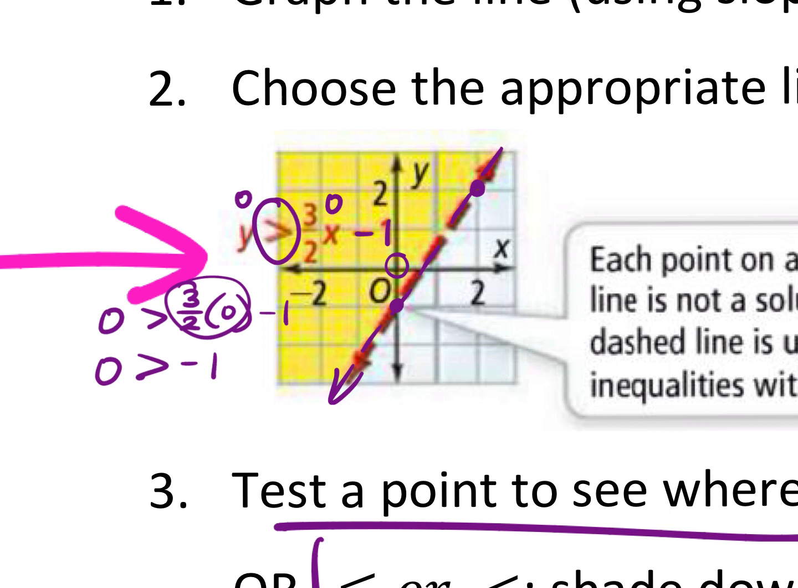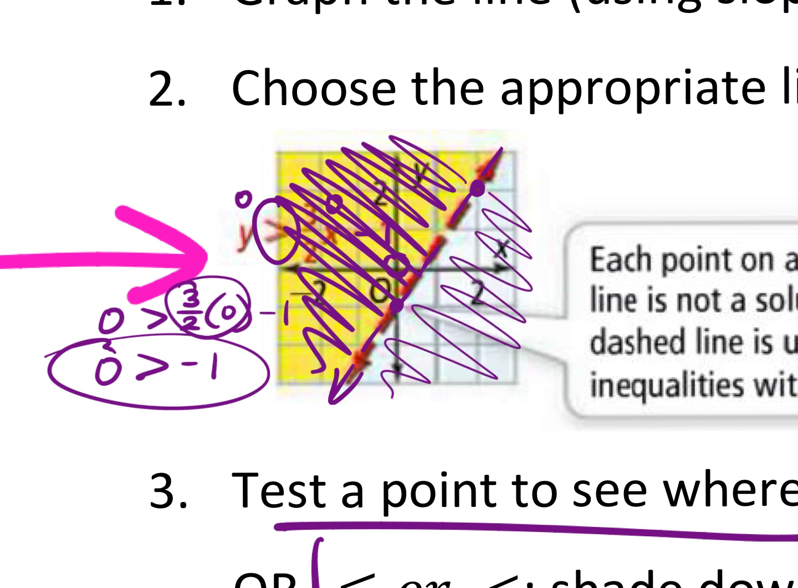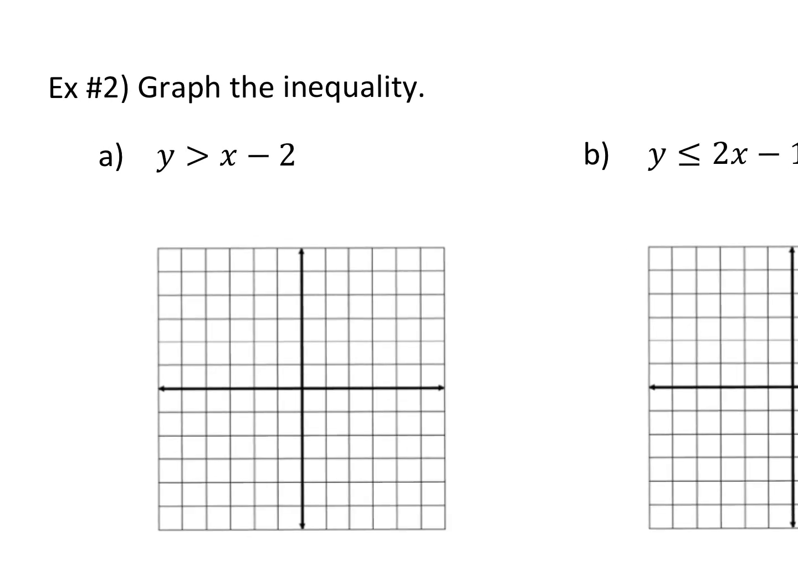Yes. So if 0, 0 works, then you shade where 0, 0 is. But if this had been false, then you shade away from the 0, 0 point. So I would have shaded over here instead. Let's try it. It makes a lot more sense when you can just do it yourself.